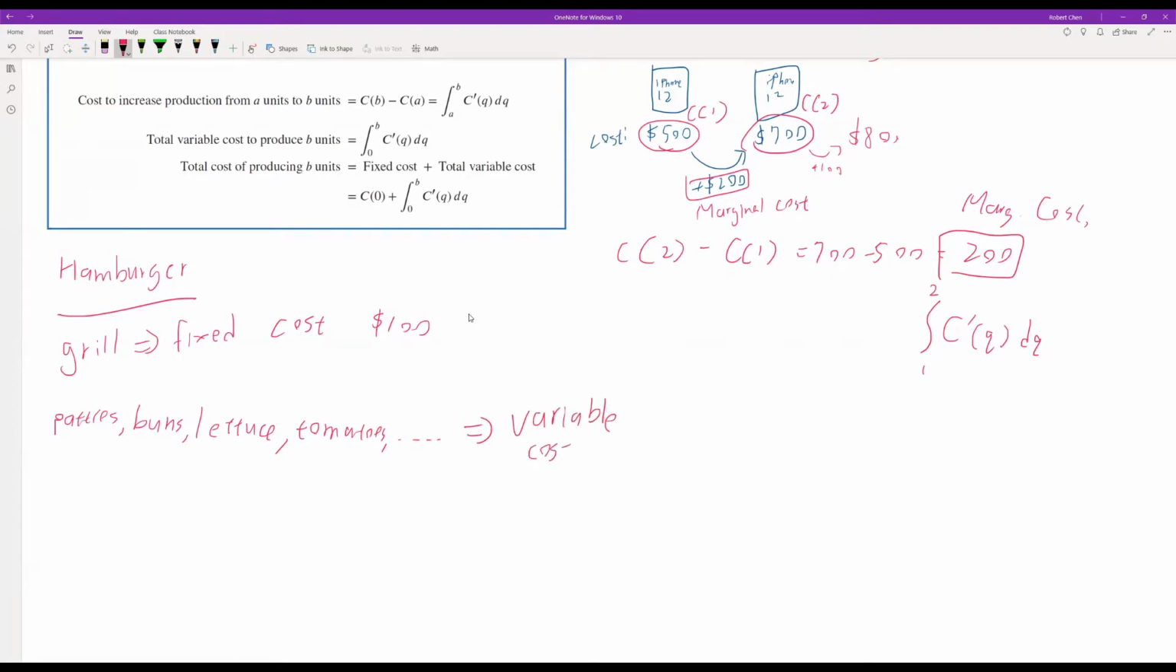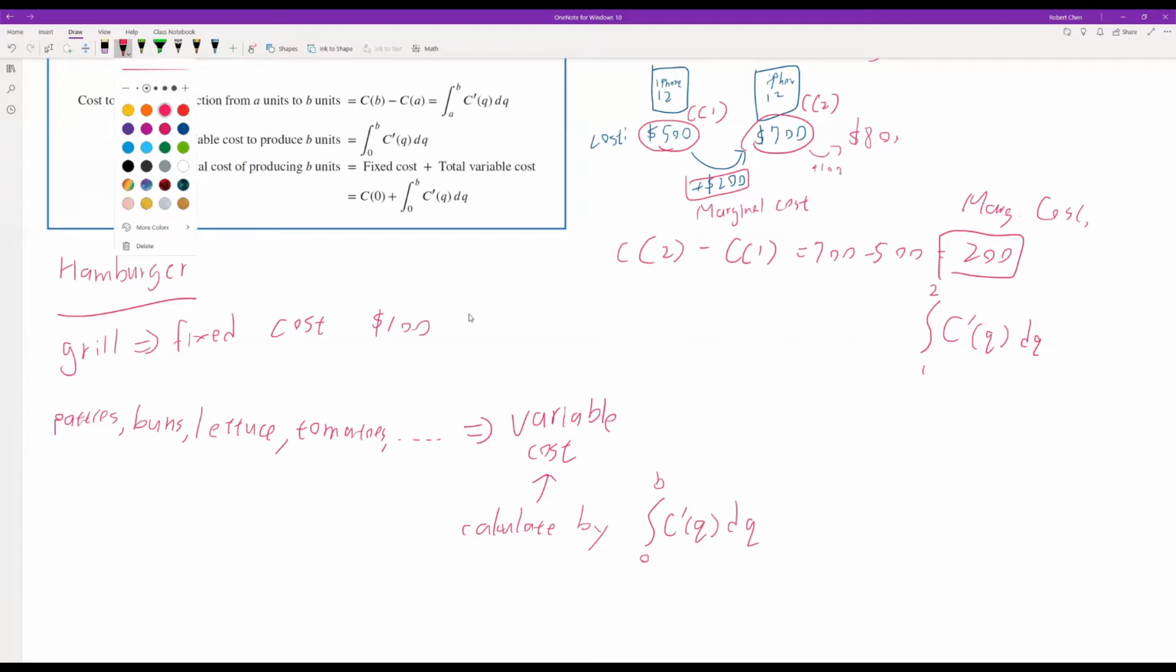And the variable cost can be calculated by taking the integral from 0 to B of C prime of Q dQ. And C prime of Q, again, is your marginal cost.